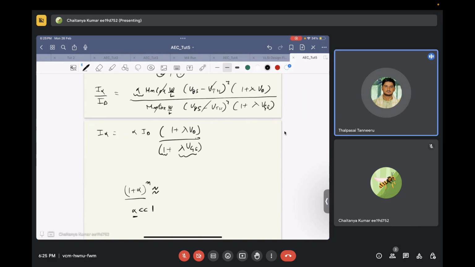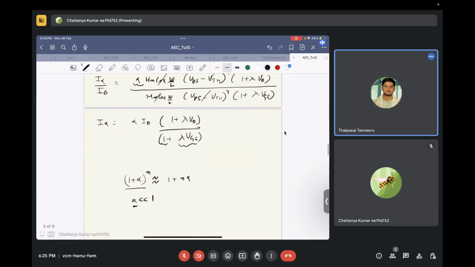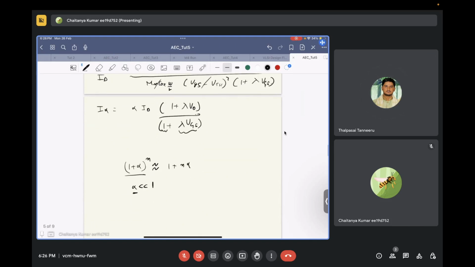Sir, I'm not able to recall. 1 plus n alpha. Yes, sir. You recall the binomial theorem? 1 plus n alpha, plus n alpha square, like that. It will keep on repeating, but since alpha is much smaller than 1, alpha square will be even smaller, and hence the latter terms can be neglected. Correct. So the same thing we will apply over here.